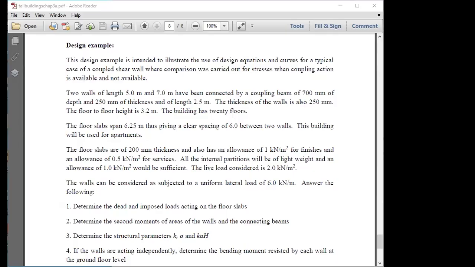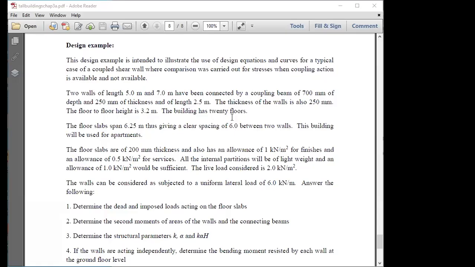L is equal to 5 divided by 2 plus 2.5 plus 7 divided by 2. 2.5, 2.5 plus 3.5, 6, 8.5 meters. And the floor to floor height is 3.2 meters.